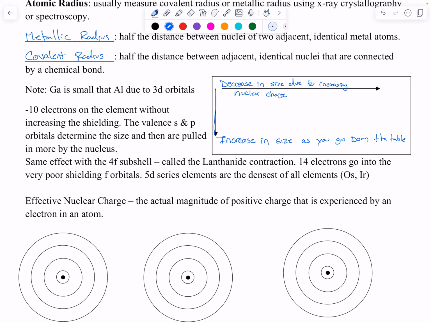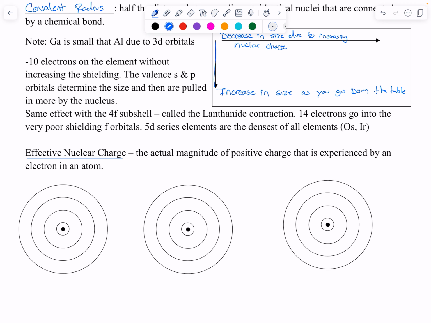Well, this leads us to effective nuclear charge, and that's the actual positive charge that is experienced by an electron in an atom. What do I mean? If we look at helium versus lithium, I've got helium and lithium here, so I'm going to try to nicely zoom in.